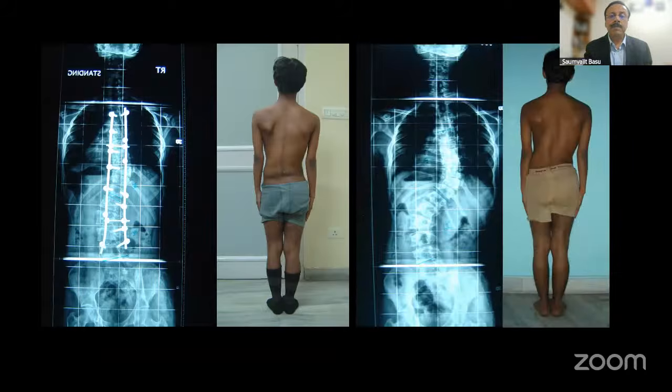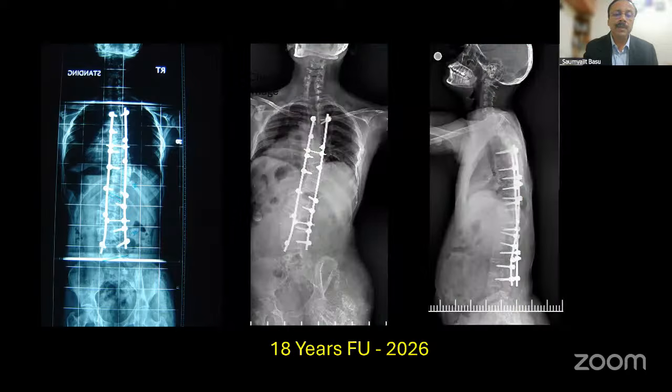A month back, he came down to see me. And this is 18 years follow-up in 2026. And you can see that the fractional curve has developed and this is added on. He is developing back pain, and it's only a matter of time. Within the next few years, he will land up in a fusion to the pelvis.